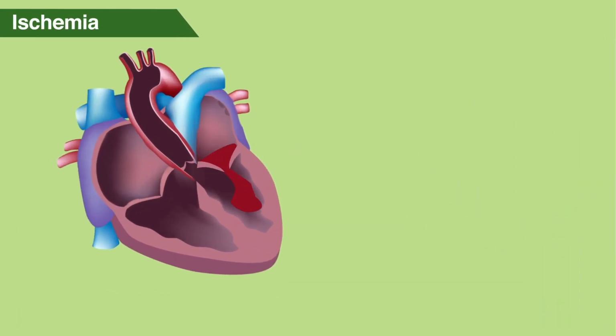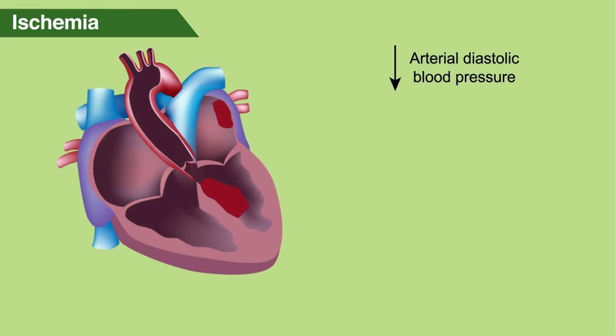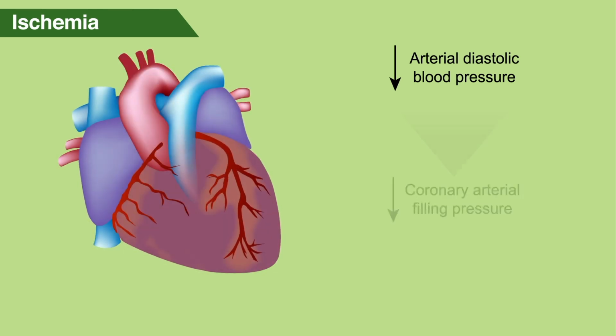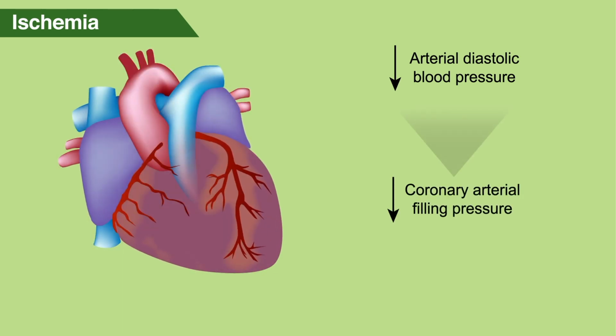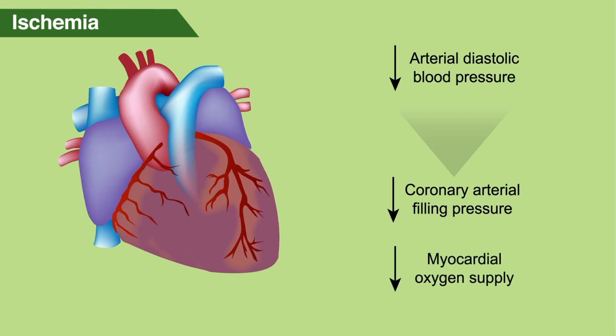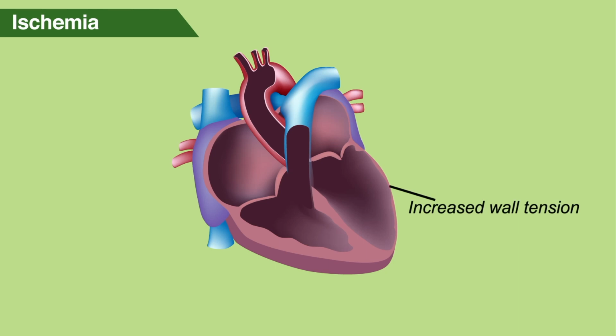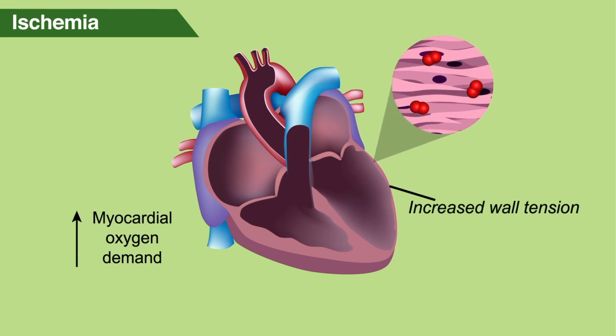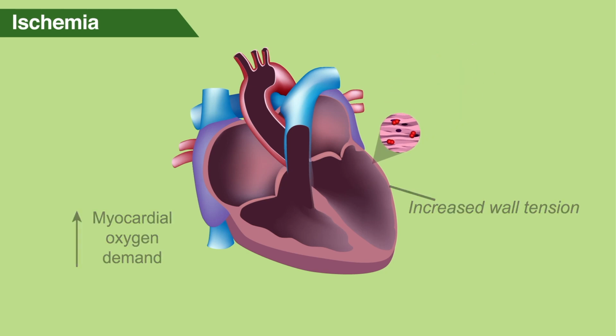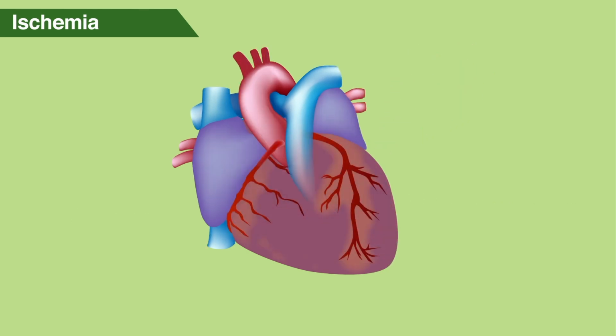Ischemia is another potential consequence of aortic regurgitation. As blood leaks from the aortic valve back into the left ventricle, the arterial diastolic blood pressure is reduced. This in turn decreases both the coronary arterial filling pressure and the myocardial oxygen supply. Meanwhile, the previously discussed increase in wall tension due to the enlarged left ventricle increases myocardial oxygen demand. This decrease in oxygen supply, but increase in demand, causes myocardial ischemia.